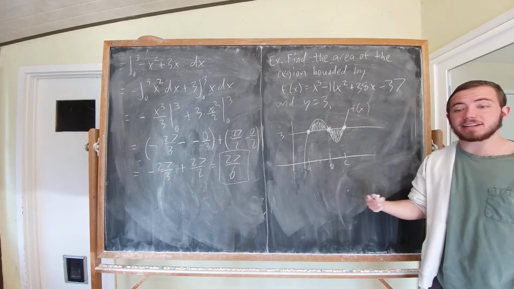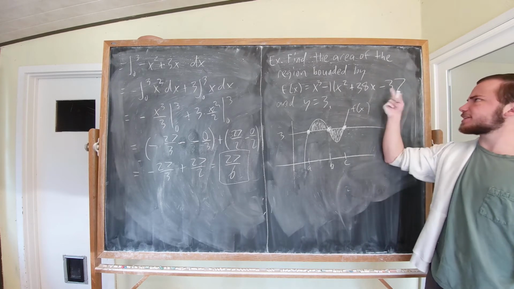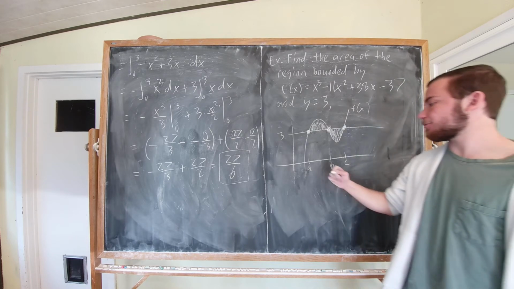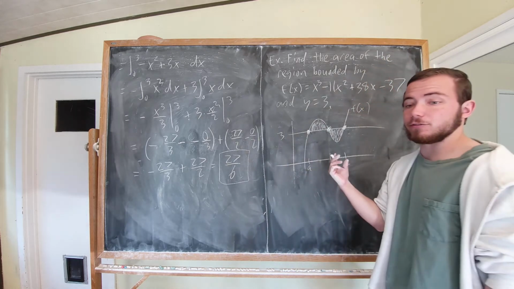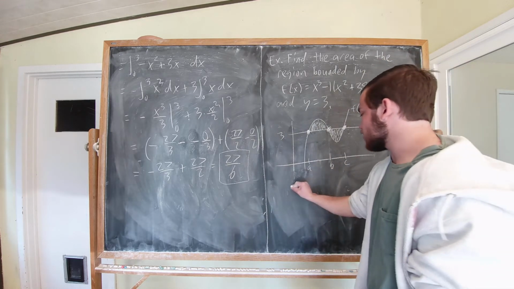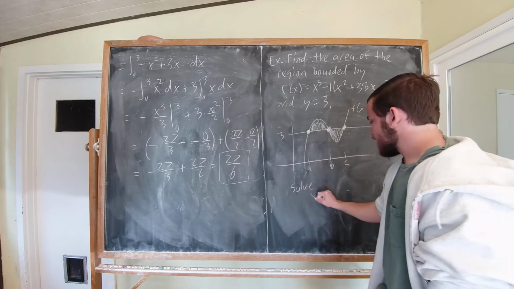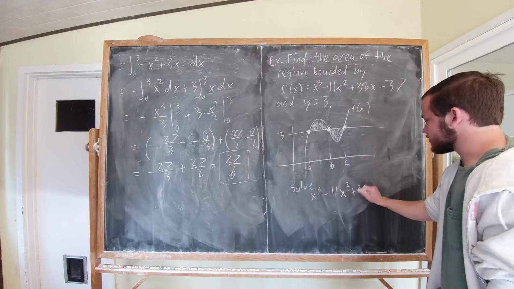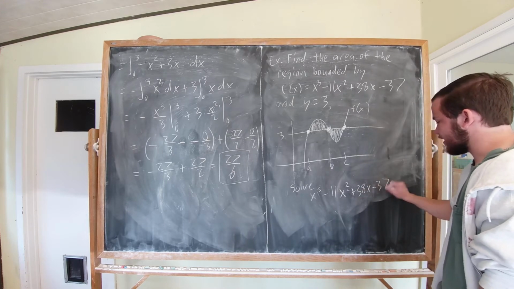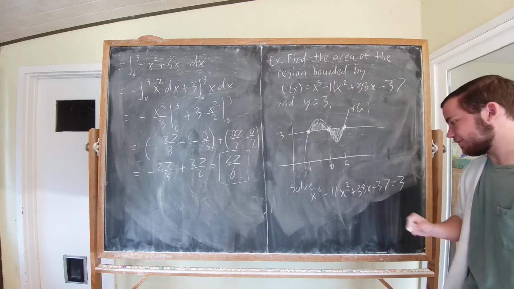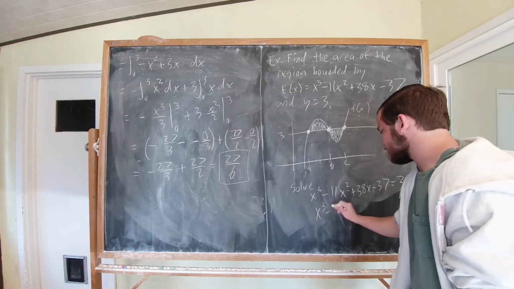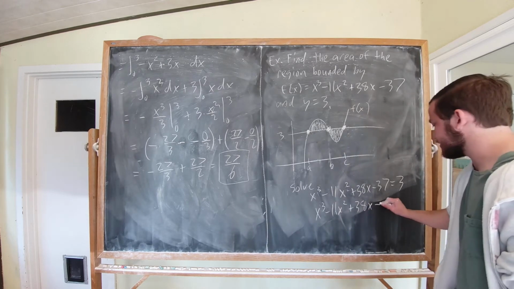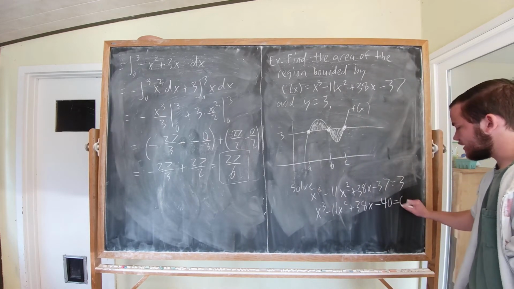Well, we're going to use the same technique as the previous problem. We're going to set these two things equal to each other, and we're going to solve for when they're equal to each other. So we solve x cubed minus 11x squared plus 38x minus 37 equal to 3. In other words, x cubed minus 11x squared plus 38x minus 40 is equal to 0.